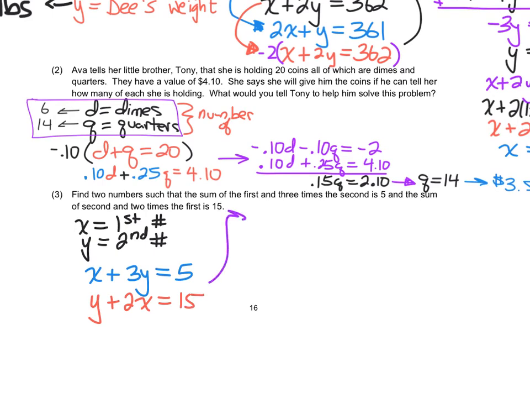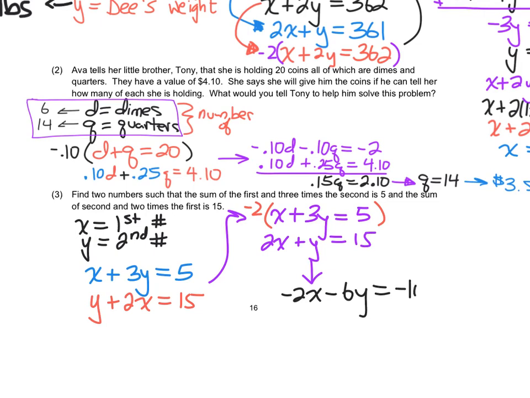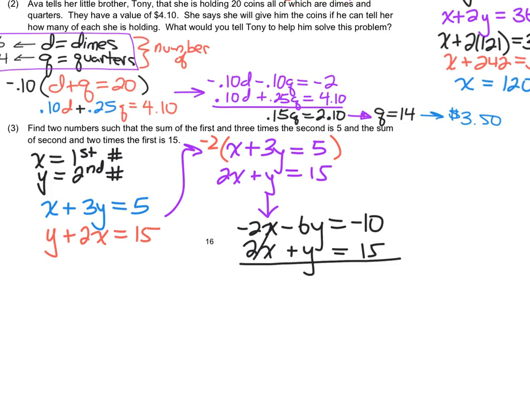All right, so I want to reorganize. First one, I like the way it is. Second one, I'm going to rewrite as 2x plus y equals 15. Now let's multiply the first equation by -2. So we'll have -2x minus 6y equals -10. Second equation, keep as is. So we have, when we add them together, -5y equals 5. And then when we divide, we get y equals -1.